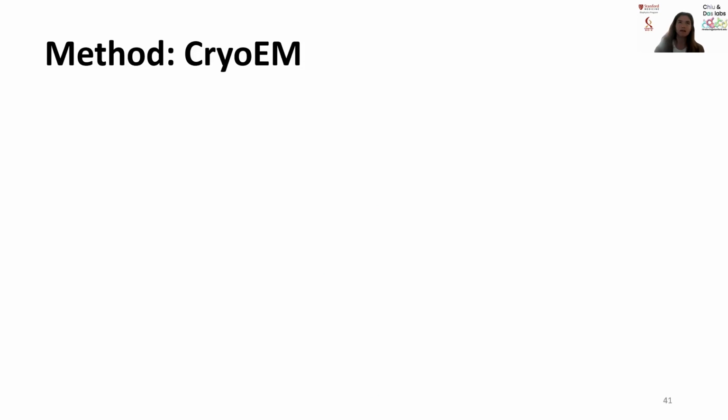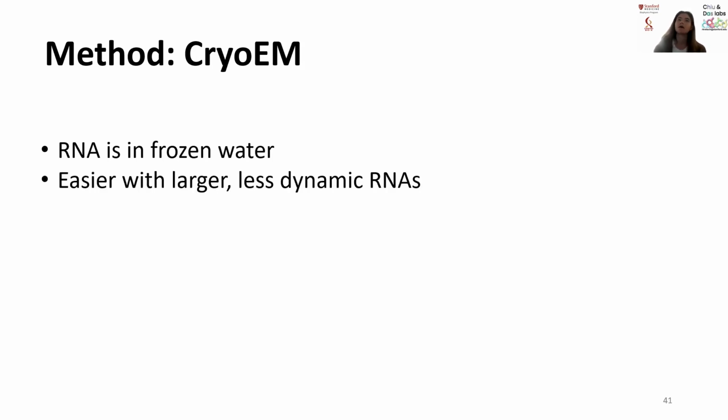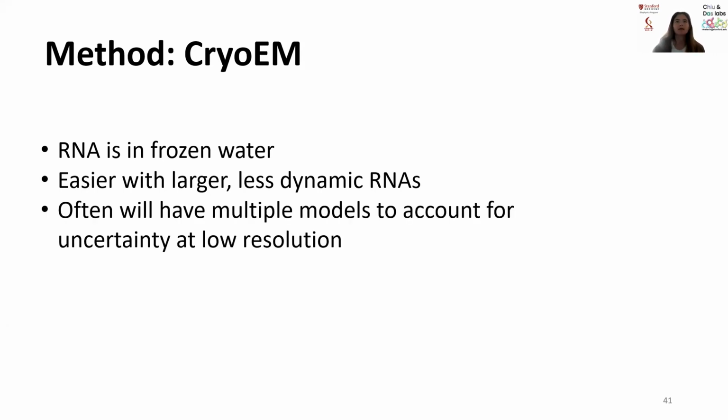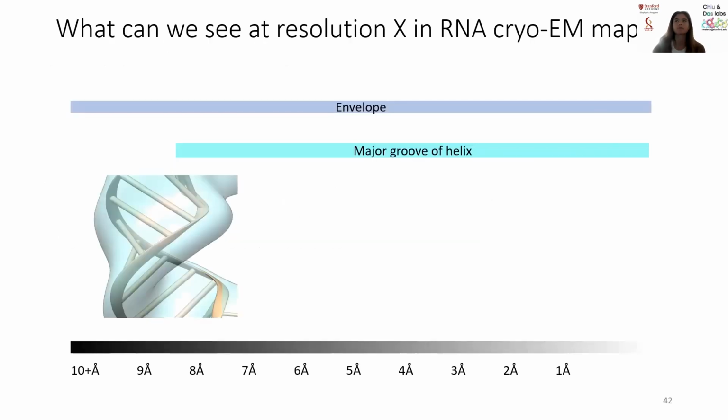And the method that this 3D structure was solved by, which I haven't shown you yet for a reason, is cryo-EM. That's what I work on. The RNA is also in water like NMR, but it's frozen water this time. Unlike NMR, it's actually easier with larger, less dynamic RNAs. And at least when we deposit the models, we'll also do the multi-model method. For us, that's because we get volumes that are low resolution, which means we see less detail. So we're uncertain on our models and want to fairly represent our uncertainty by depositing multiple models.